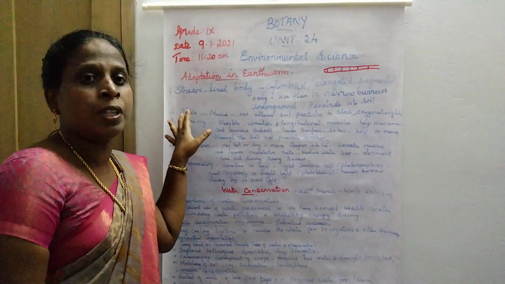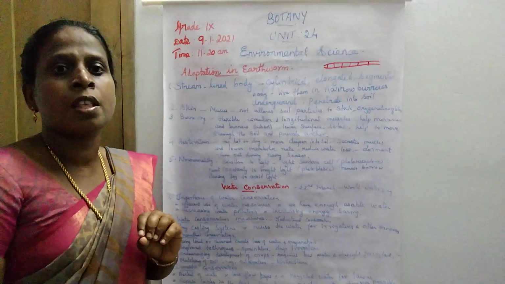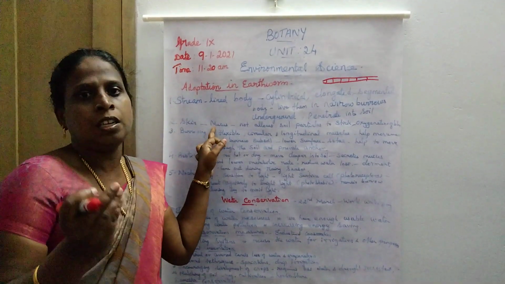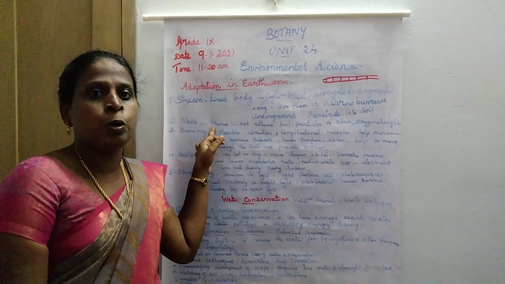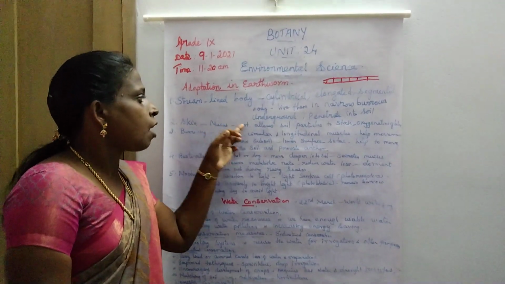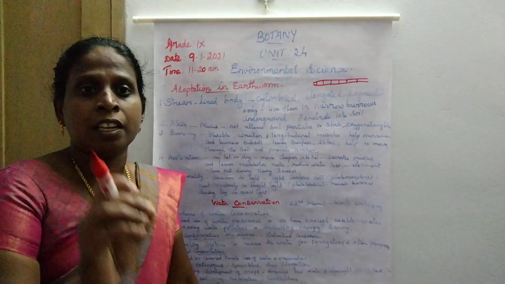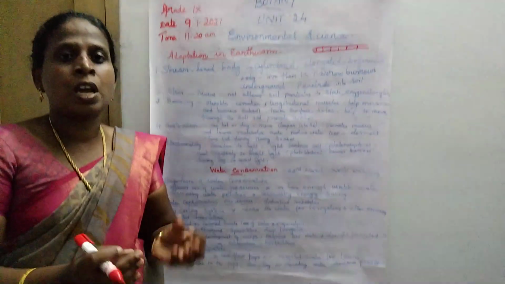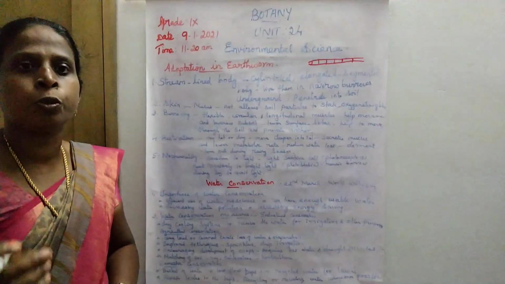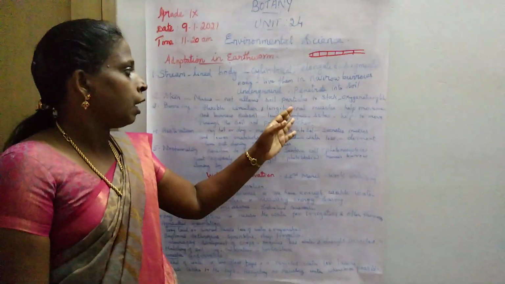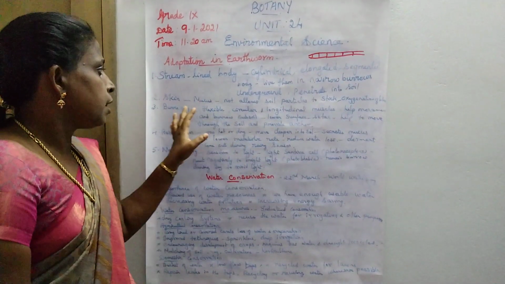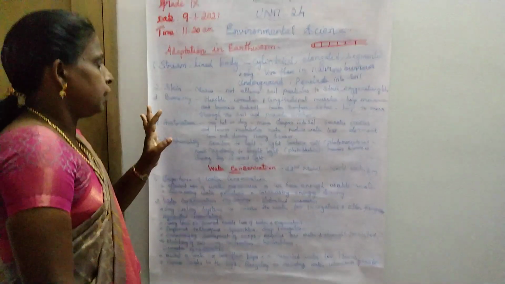The second one is about the skin. The skin of the earthworm consists of mucus. What is the purpose of this mucus? Because of the presence of mucus in the skin, it does not allow the soil particles to stick to the body, and it is also helpful for oxygenation of blood. That is the function of the mucus present in the skin.